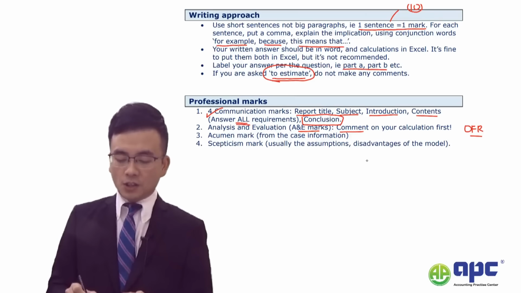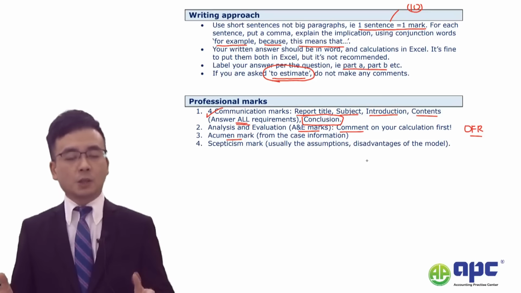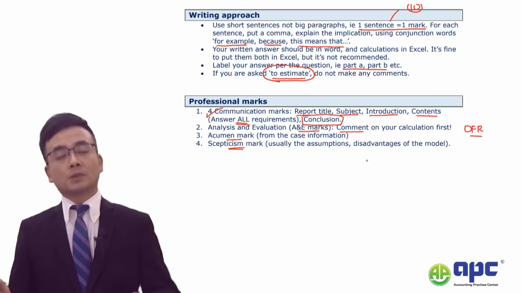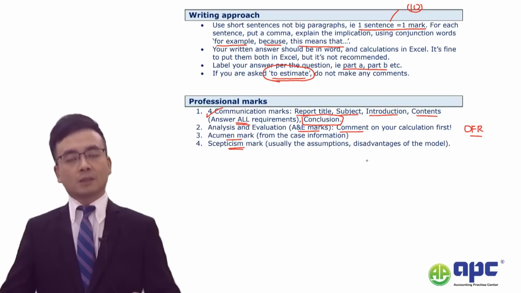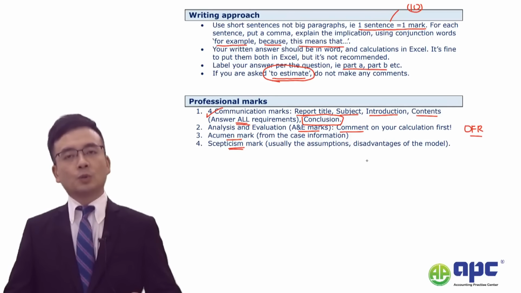The accurate marks usually come from the case information, but we're not particularly sure because each and every time will be different. And the skepticism marks is always about the models, that you would like to challenge the assumptions and the disadvantages of a particular model. And that's all you need to do.